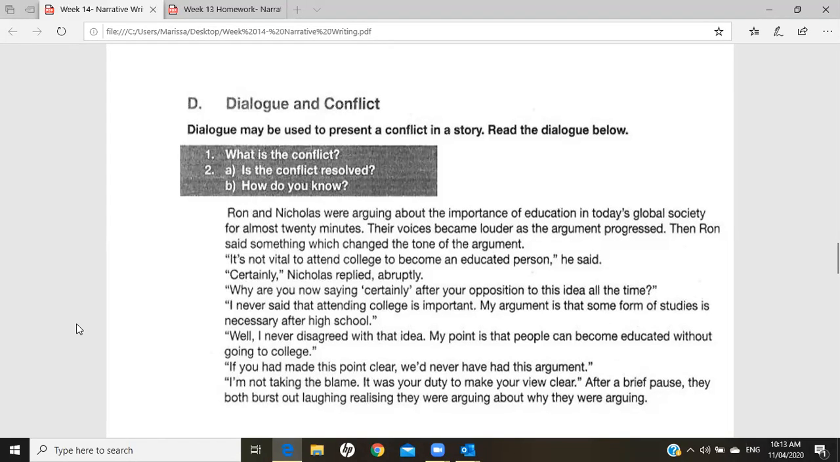So they both burst out laughing. The part that they said, after a brief pause, they both burst out laughing, realizing they were arguing about why they were arguing. So the fact that they actually reached a point where they were laughing and realized they're arguing about why they were arguing tells us that they were able to resolve their conflict. So we know from just this part that yes, the conflict was actually resolved.